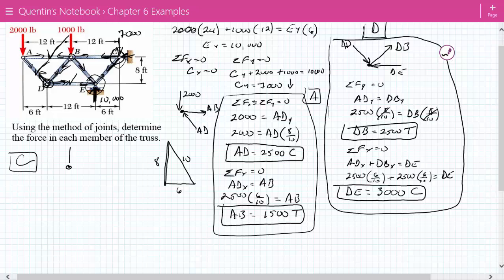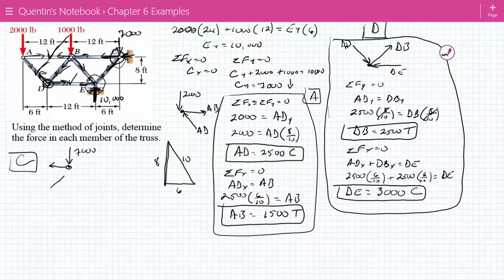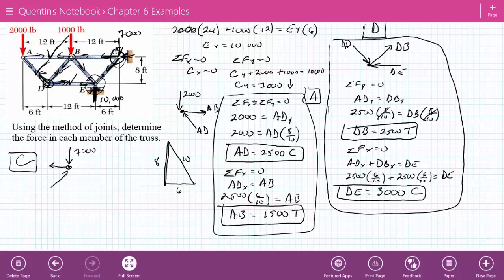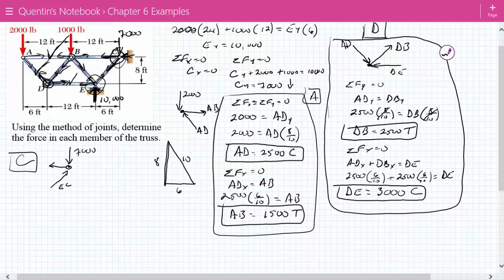You have 7,000 coming in this direction. We have an unknown in this direction and an unknown in this direction. Again, you don't have to draw the arrows necessarily right, but I'm pretty sure that arrow is going to come up. This is EC and this is BC.